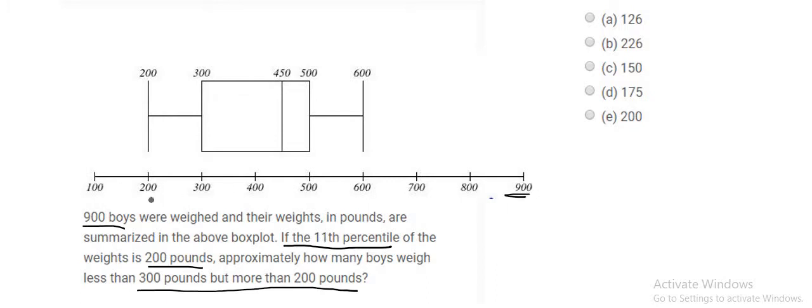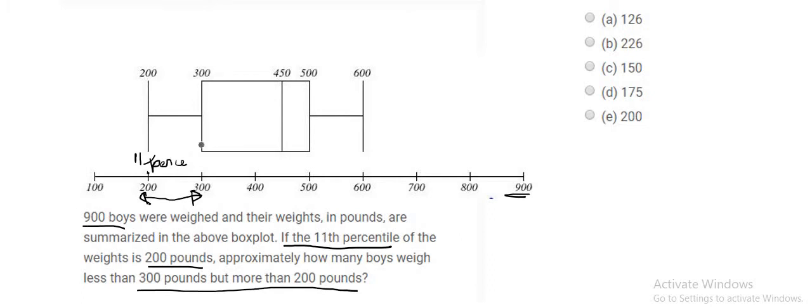it says that ultimately we will have to find the number of boys who weighed less than 300 pounds but more than 200 pounds, so within this range. So we actually have information regarding what would be the percentile for 300 pounds and 200 pounds. So for 200 pounds it says that it's the 11th percentile.